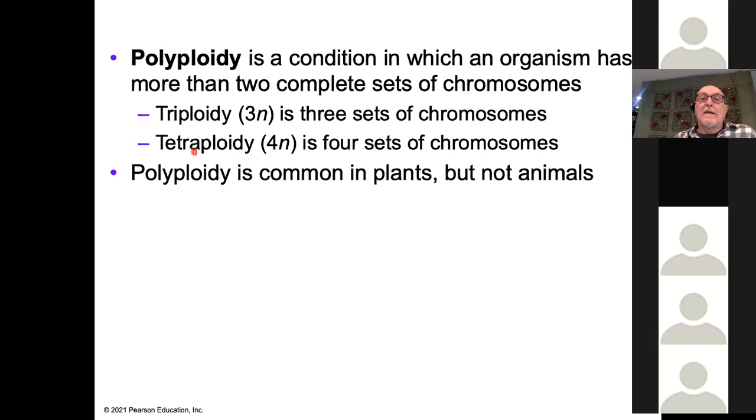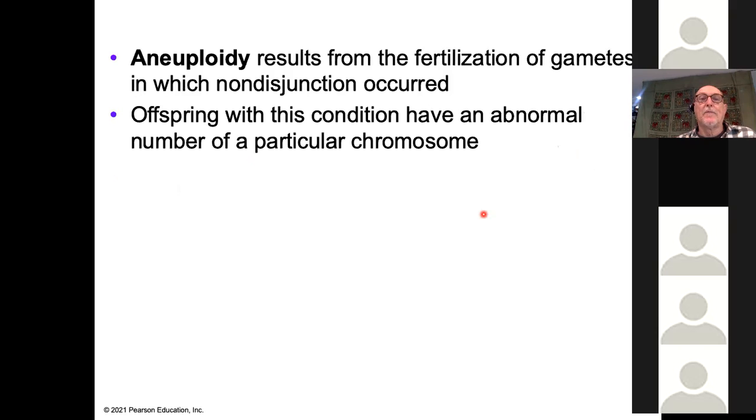In plants, these polyploidies often produce very big cells and very big plants. So these polyploidies are often encouraged in horticultural plants so that we get big plants, big fruit, etc. But in animals, it doesn't work. Polyploidies are not well tolerated in animals at all.